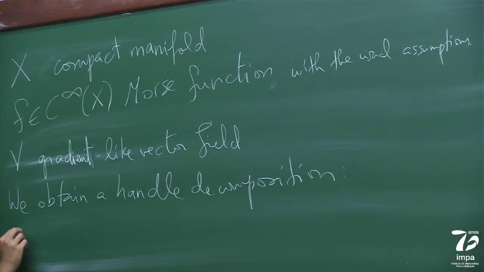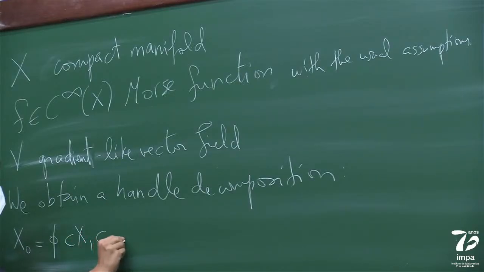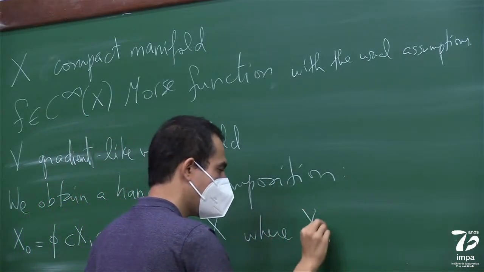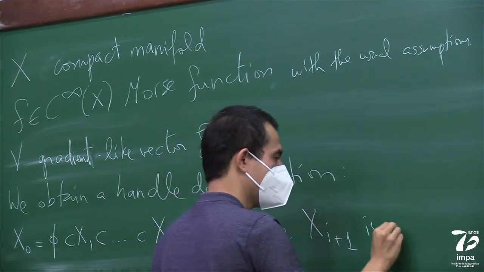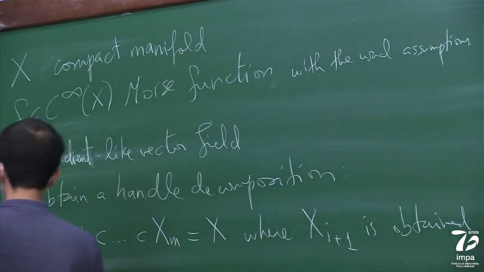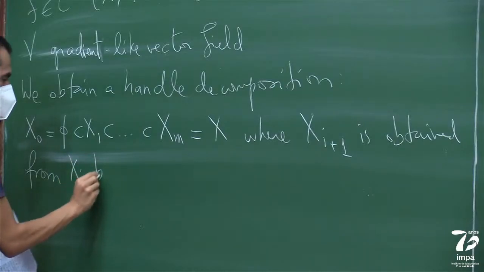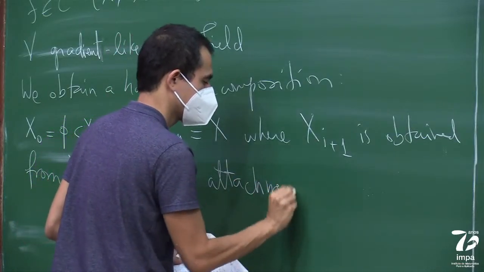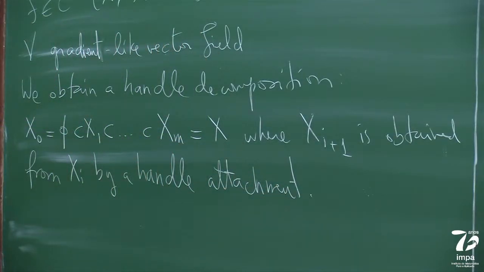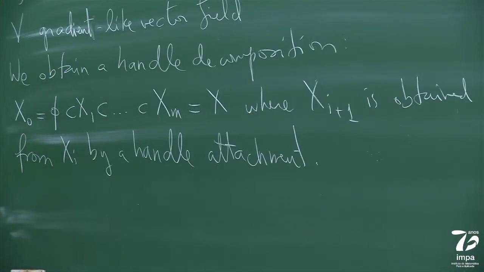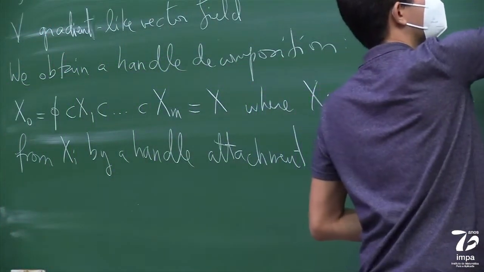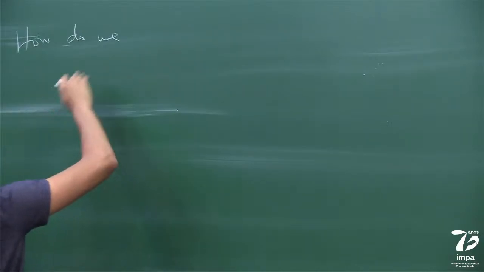There exists a sequence of submanifolds X0 contained in X1, contained in etc., contained in Xm, which is all of X, where X(i+1) is obtained from Xi by a handle attachment. So how do we get these manifolds? We take all the critical points and order them by the critical values. So what are these manifolds?